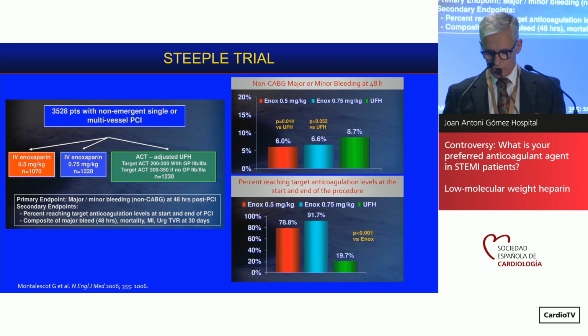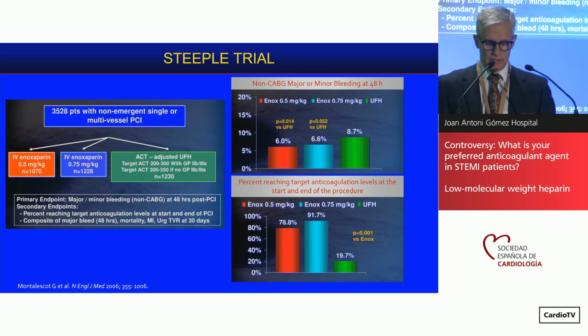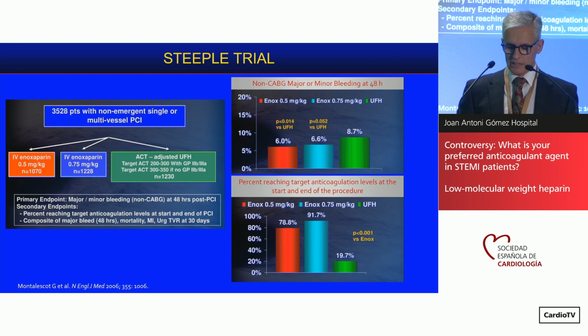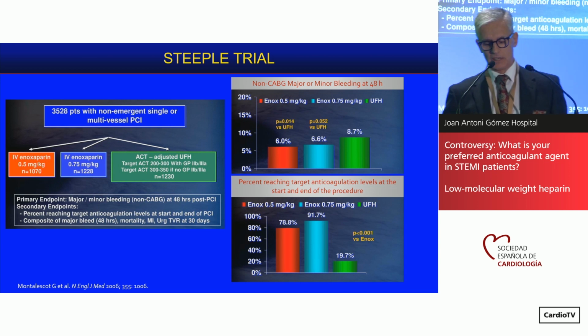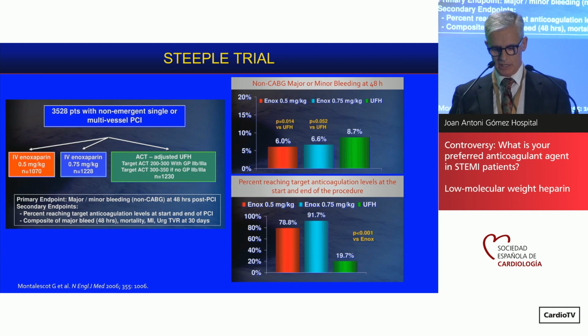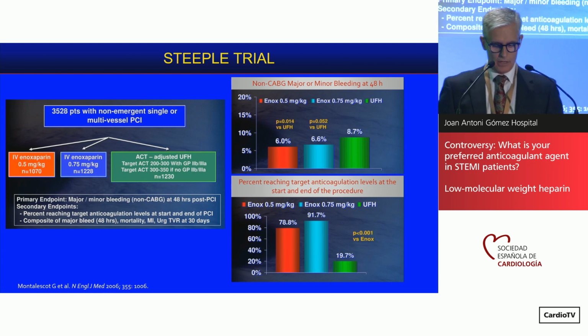As you can see on the top right, the rate of bleeding was significantly less with 0.5 milligram per kilo of intravenous enoxaparin compared with unfractionated heparin. There was a trend, but not significant, toward a reduction of bleeding also with 0.75 milligrams per kilo.